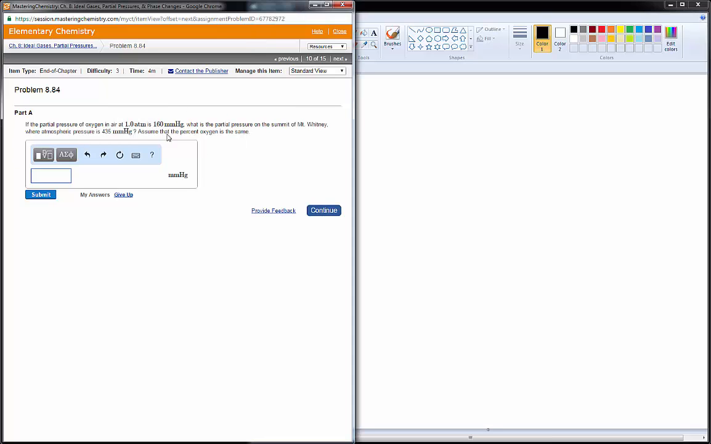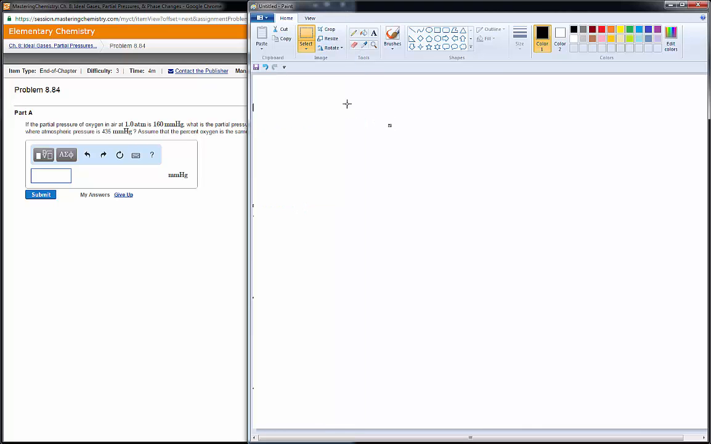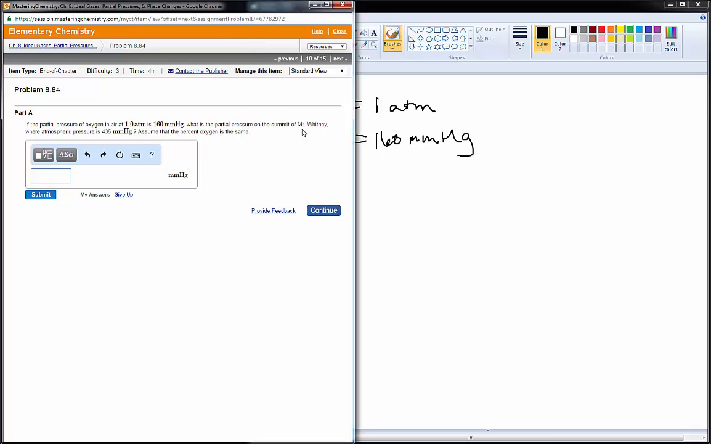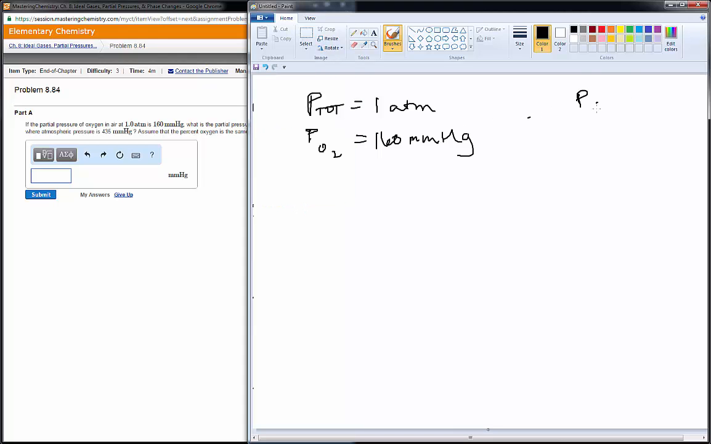The partial pressure of oxygen in air at 1 atmosphere is 160 millimeters of mercury. They're saying here now, if the P-total is 1 atmosphere, then the pressure of just the oxygen is 160 millimeters of mercury. And they want to know if the atmospheric pressure is 435 millimeters mercury, then what is the pressure of the oxygen?